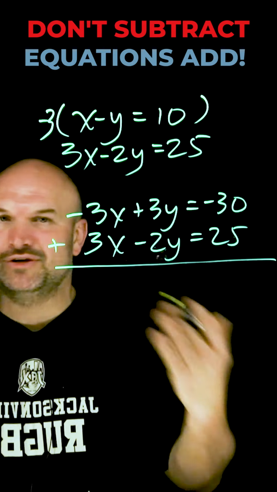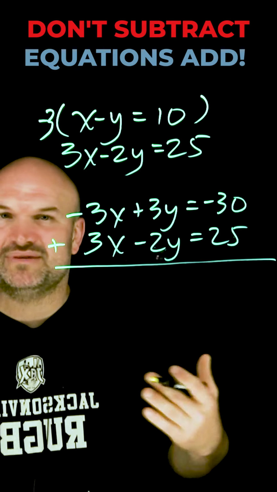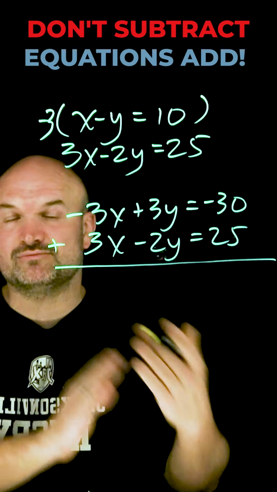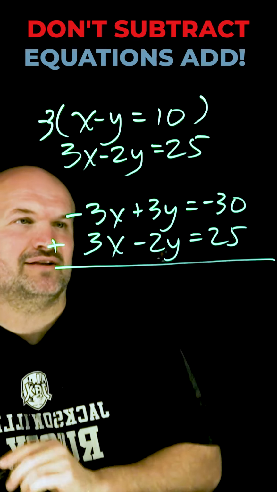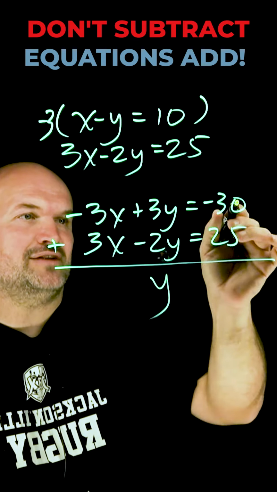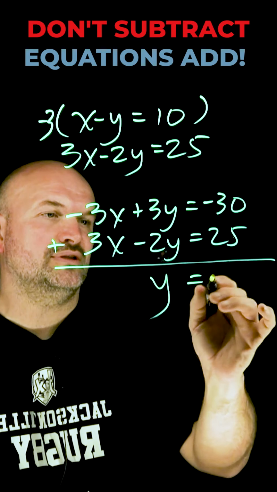It's much better to add a positive and a negative than to do subtraction. I'm just telling you guys, even though it's the same idea, students just make mistakes with negatives, especially when you have subtraction and negatives. It just doesn't work out very well. 3y plus a -2y is going to be a y. -30 plus 25 is going to equal a -5.